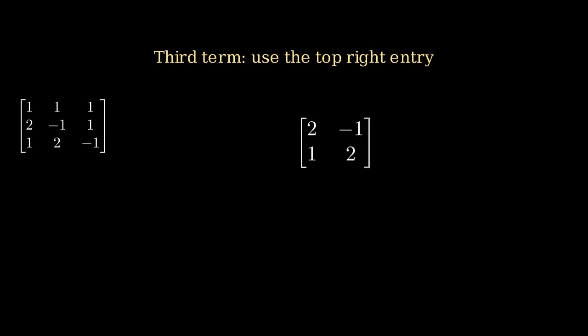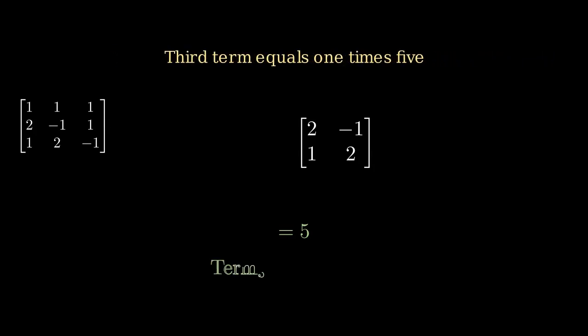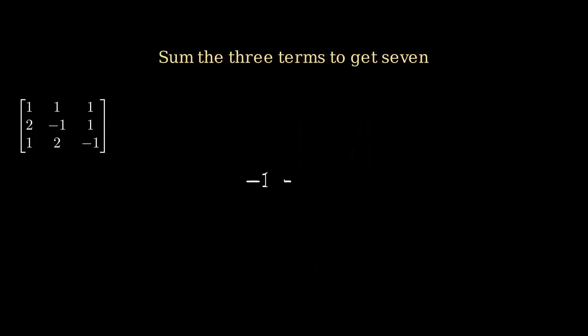The third term comes from the top right entry, 1. Since it's in the third position, we place a plus sign in front of it. We delete its row and column to get the 2 by 2 matrix with rows 2, negative 1, and 1, 2, and this smaller determinant equals 2 times 2 minus negative 1 times 1, which equals 4 plus 1, which equals 5. So the third term equals 1 times 5, which equals 5.